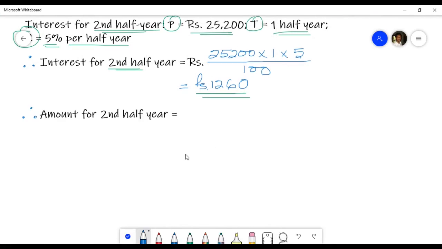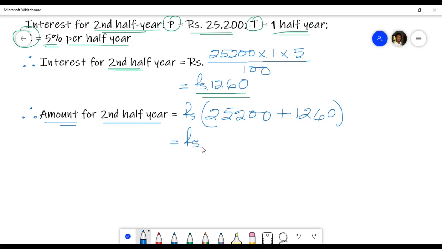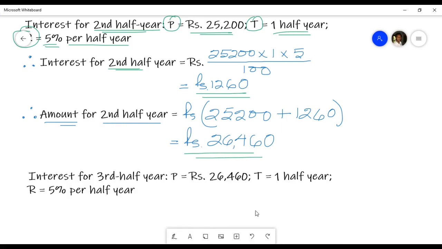What is the next step? We have to find the amount for the second half year, and the formula is principal plus interest. We just replace the values. The formula to find amount is principal plus interest. We have just replaced the values, and when we add these two, the answer will be rupees 26,460. So the amount for the second half year is rupees 26,460.